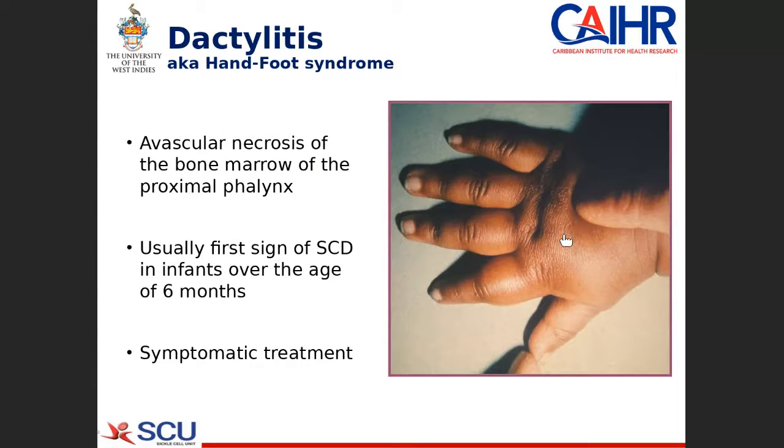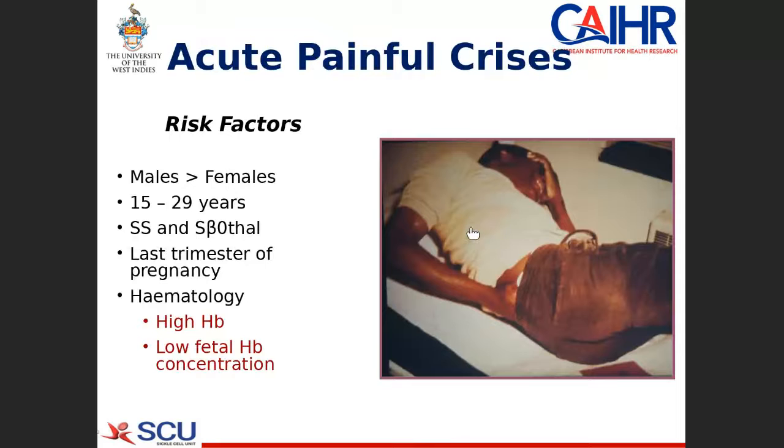Dactylitis, as I mentioned, is avascular necrosis of the small bones in your hands and your feet, usually the first sign of sickle cell disease in infants from the age of 4 to 6 months, and treatment here is basically symptomatic. Your acute bone pain crisis, common risk factors: more common in males and females, more common in your teenagers, your young adults, your severe forms.